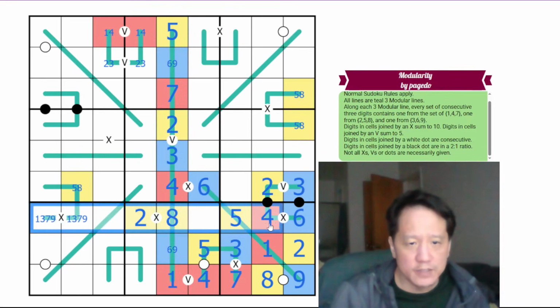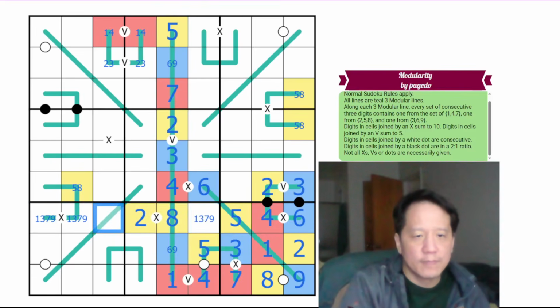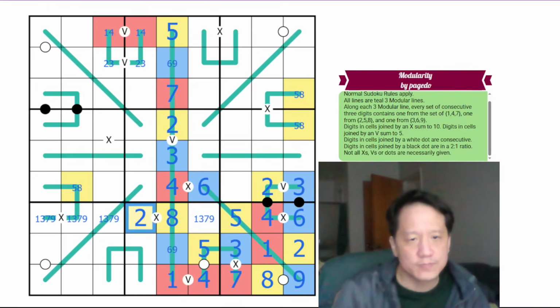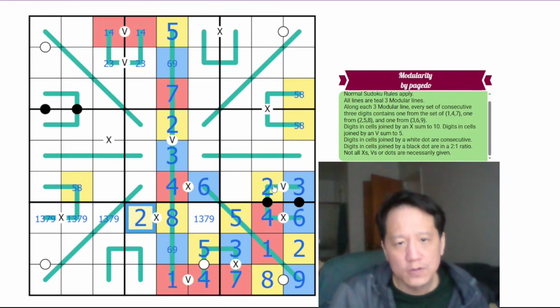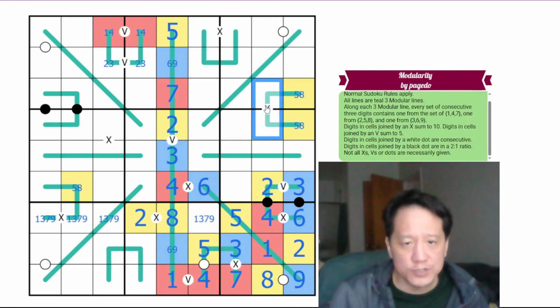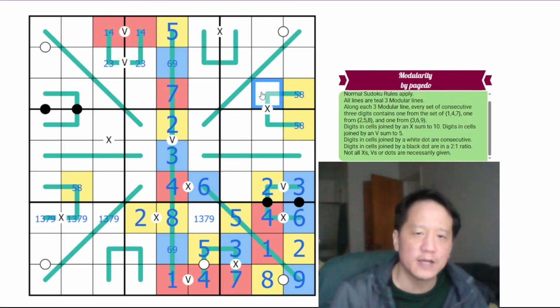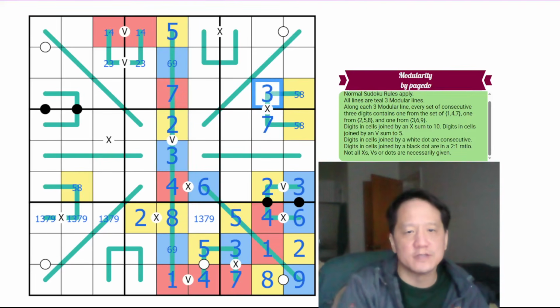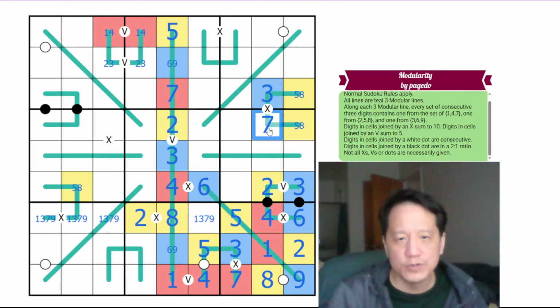Remaining digits in row 7 are 1, 3, 7, and 9. This cannot be 1, 9, or 4, 6, or 2, 8, so this must be 3 and 7. 7 cannot be here because of 7 in the row. So this is 3, which makes this 7. Therefore, this is blue, and this is red.